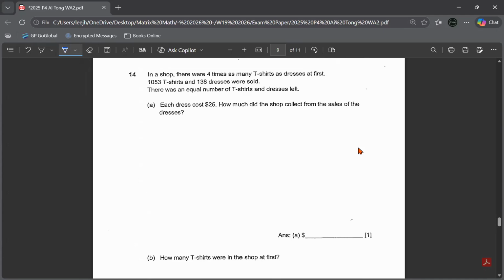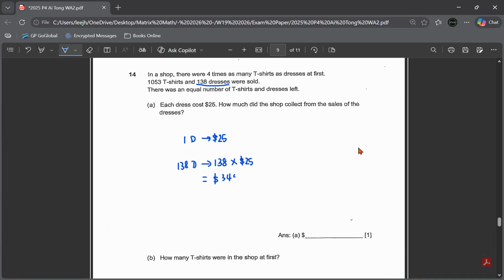We have to calculate for A first because A is very straightforward. For B, then we will be able to draw a model. Over here, it says one dress is $25. So I write 1D, representing one dress, $25. But your question says that there were 138 dresses sold, so I need to find how much was collected from the sale of the dresses. 138 times $25, you will get the answer $3,450. The unit is given, just fill in 3,450.